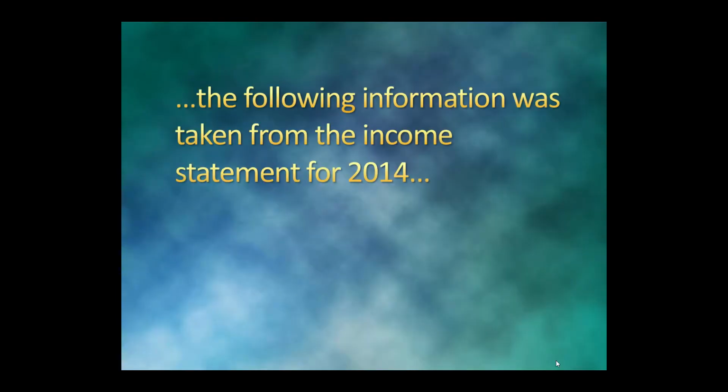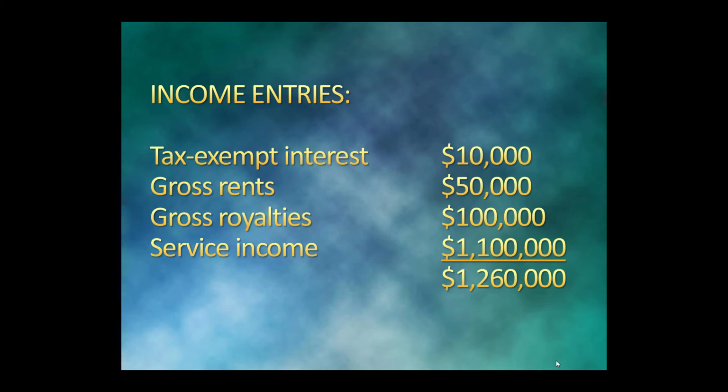Now the next thing we're going to do is take care of the income information on this 1120S. The following information was taken from the income statement for 2014. We've got some income entries here. Tax-exempt interest of $10,000, gross rents of $50,000, gross royalties of $100,000, service income of $1,100,000, and we've got a total income of $1,260,000 to enter on this 1120S. So let's jump back into the program and find out where to put these figures.